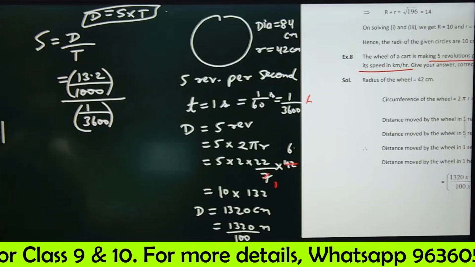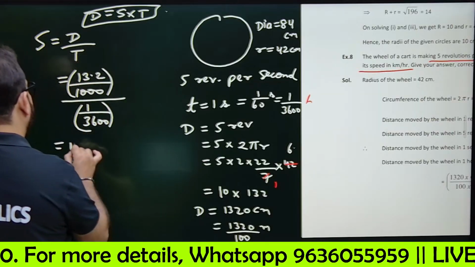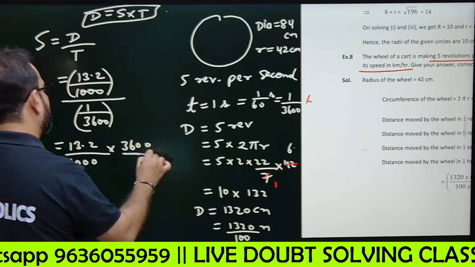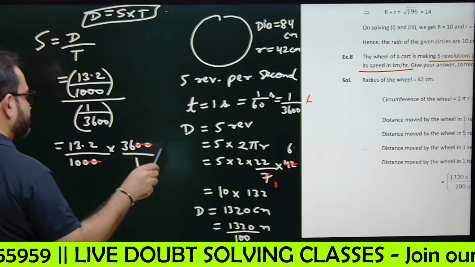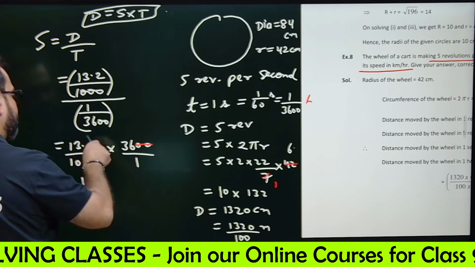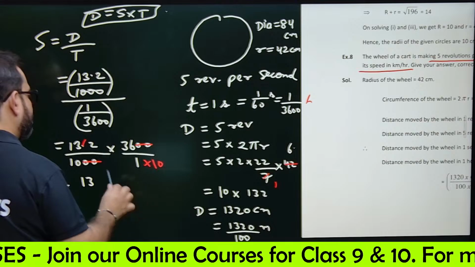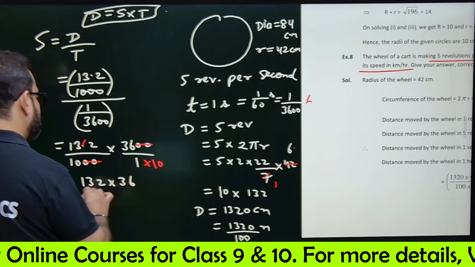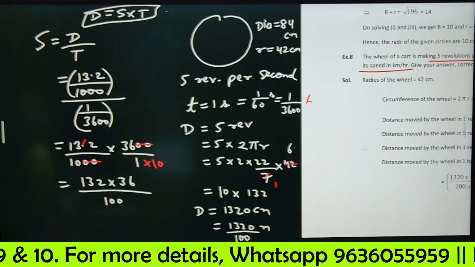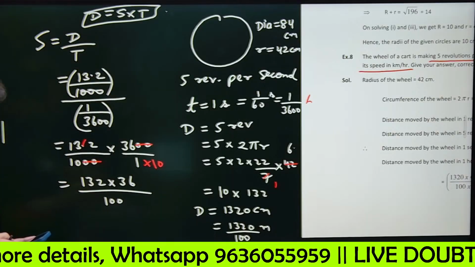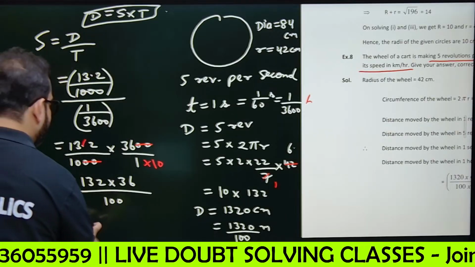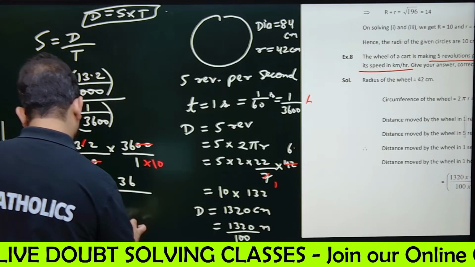So now how to calculate? See, this will be 13.2 upon 1000 into 3600 upon 1. 2 zeros got cancelled with 2 zeros. It is simply 13.2. This point will go. So multiplied by 10 will be there. So 132 into 36 whole upon 10 into 10, it is 100. So what is 132 into 36? Anyone? What is 132 into 36? It will be 4752. Yes, I have used calculator to just save the time.